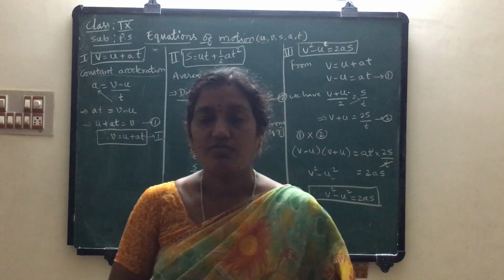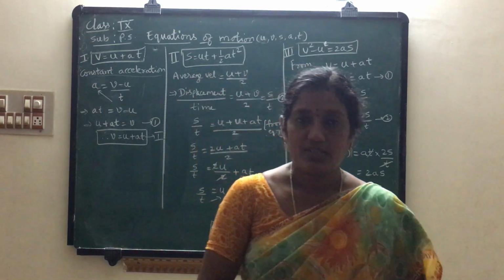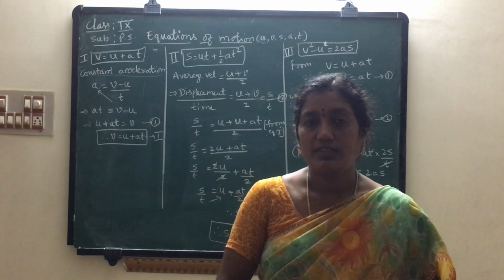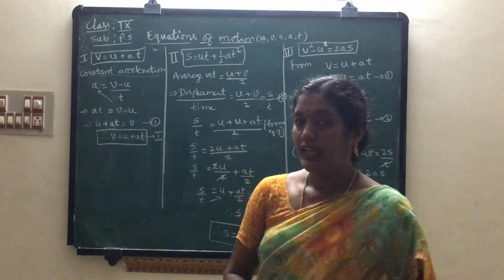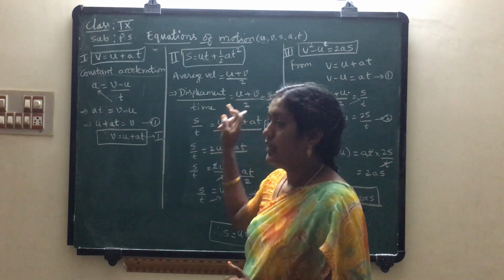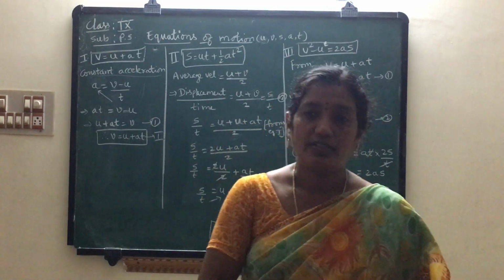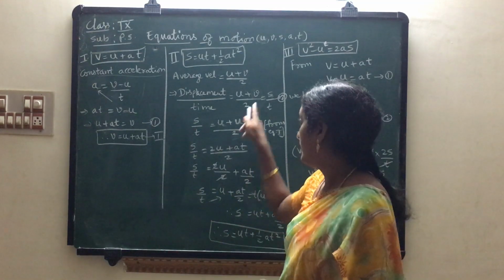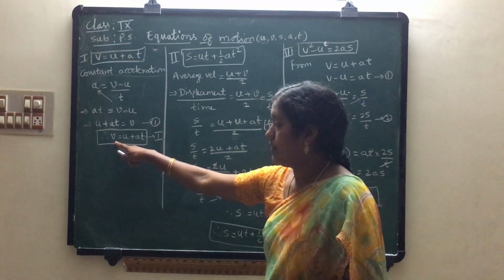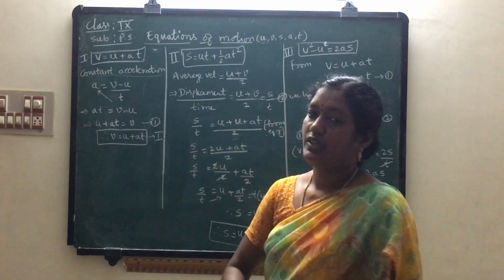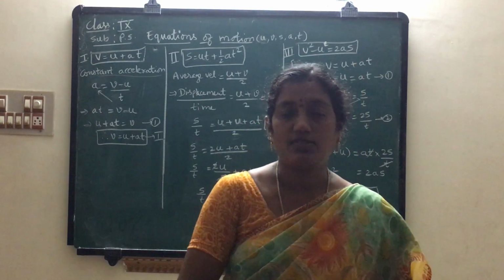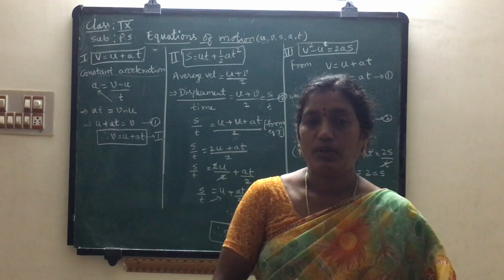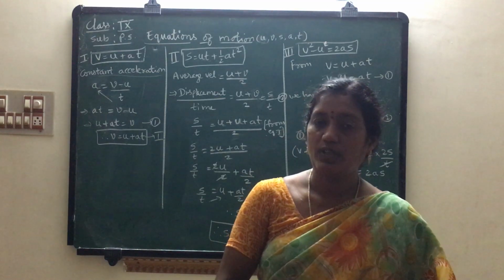What is the definition of velocity, children? Displacement by time. What is the displacement denoted by? The letter s. So it is s by t. One other important factor is that you should substitute for v the first equation of motion, v is equal to u plus at. You have to substitute u plus at in place of v. After that, you have to add u plus u. It will get 2u plus at.